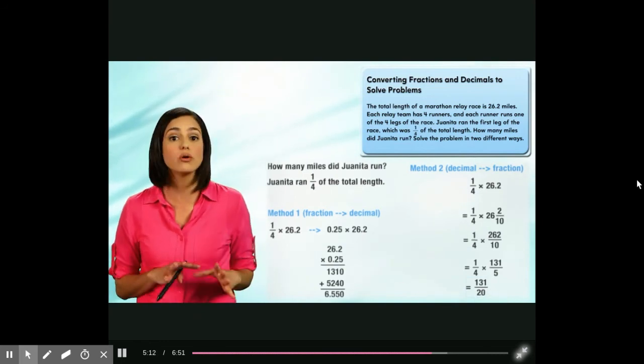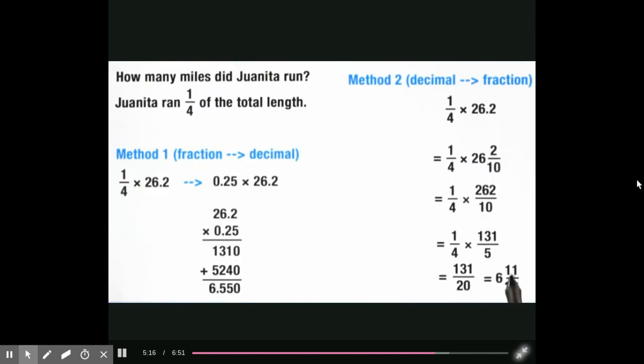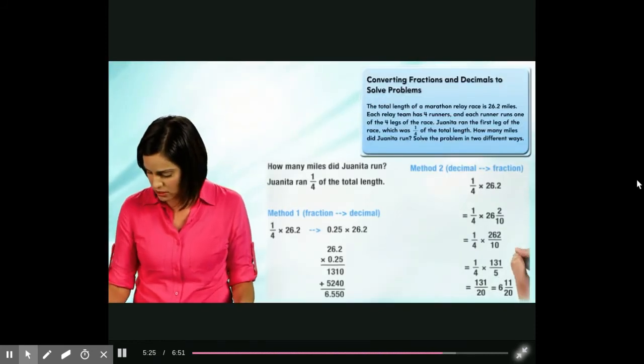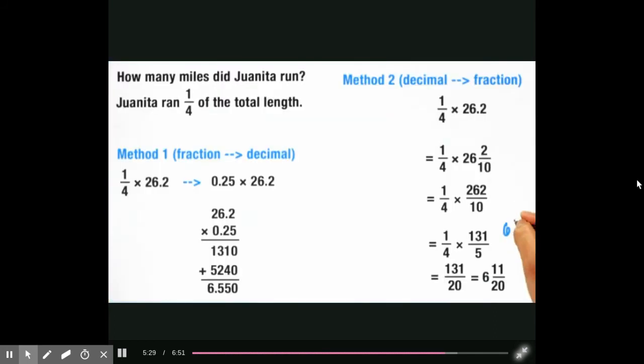Now, just because we did it two different methods, that doesn't mean that these two answers are different. In fact, our two answers better be the same. Now, let's think about that for a second. Here we have 6 wholes, and here we also have 6 wholes. So it looks like we might be on the right track.